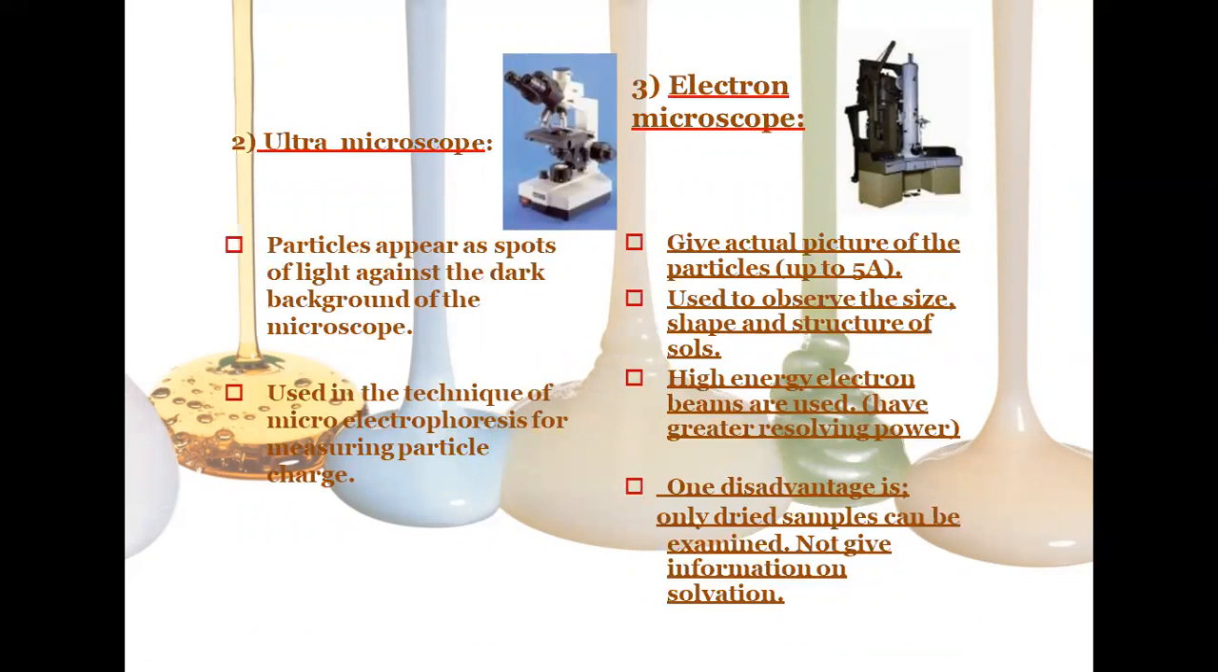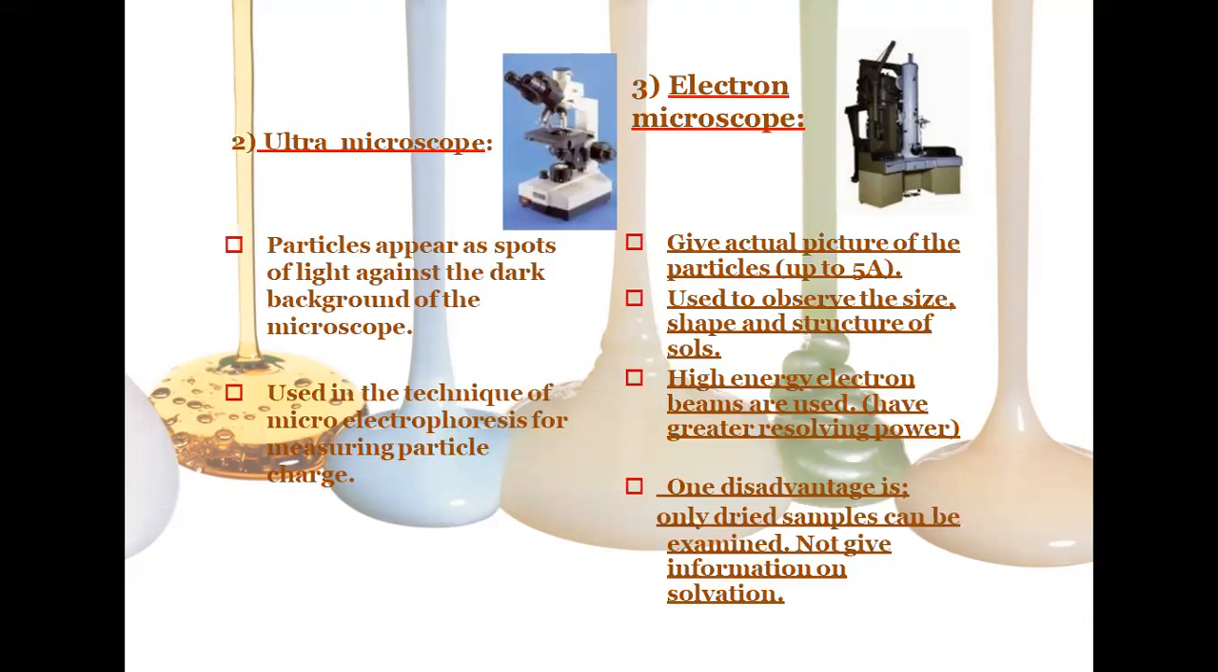Then the microscopic methods: the light microscope and the ultramicroscope. The ultramicroscope has been used to observe the Tyndall beam. In this microscope, the dispersed particles appear as bright spots. Dissolved polymer molecules and highly solvated salt particles do not scatter enough light to become visible. So, the principle is like that.